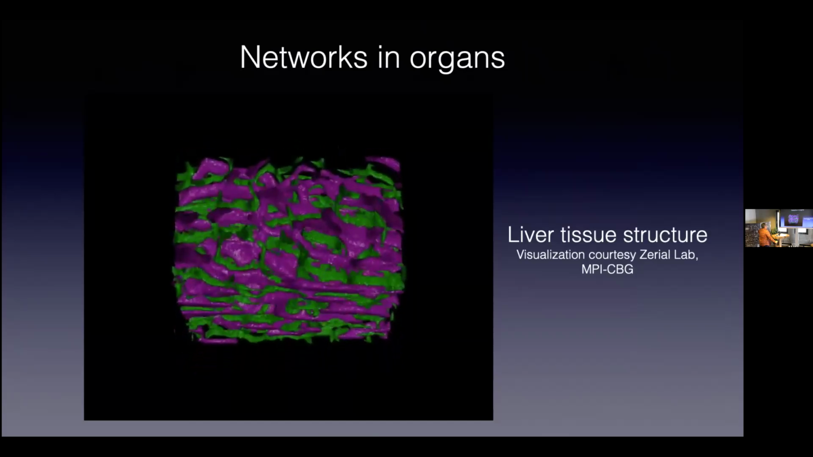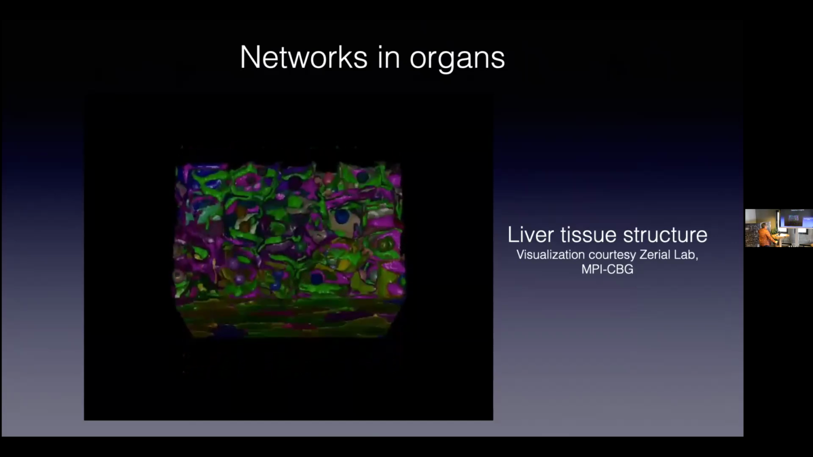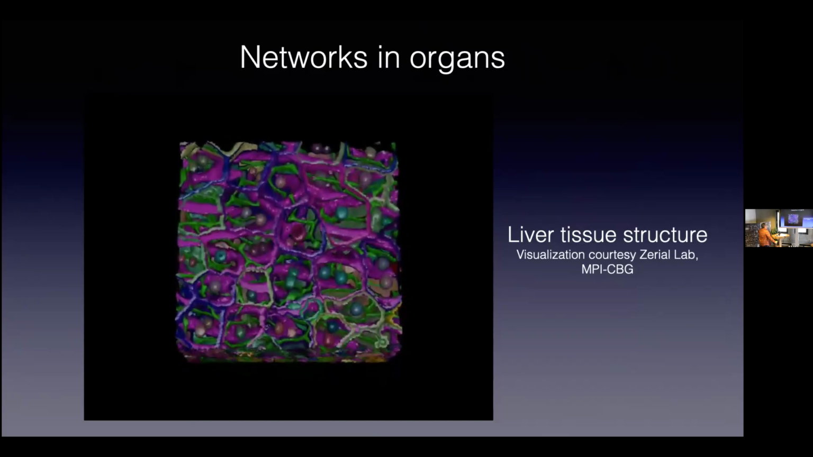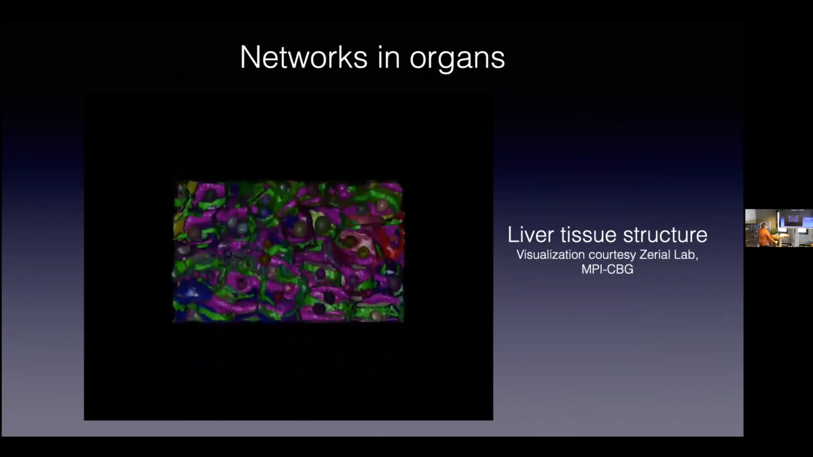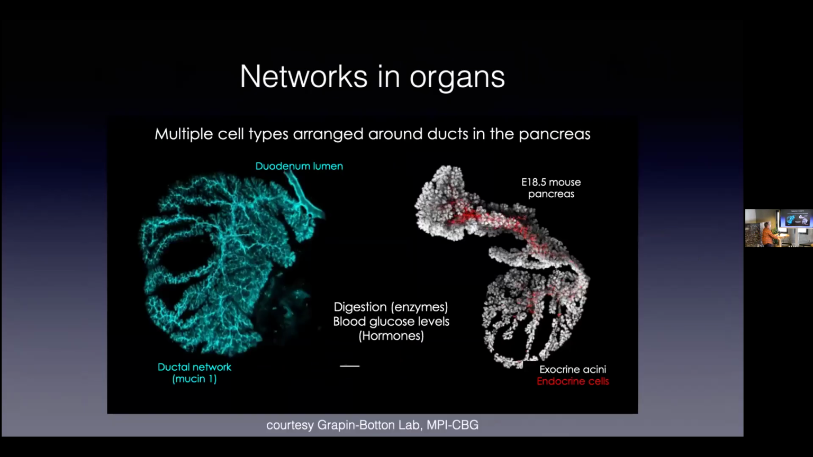This is the two networks together at the same time. Very, very rich structure, and the nuclei included, surfaces included, and I think some bodies included, yeah. Okay, so lots of different layers of data in 3D. We're going to concentrate on the networks. This is courtesy of the Zerial Lab and the MPI-CBG, and also now the Human Technopole in Milan.